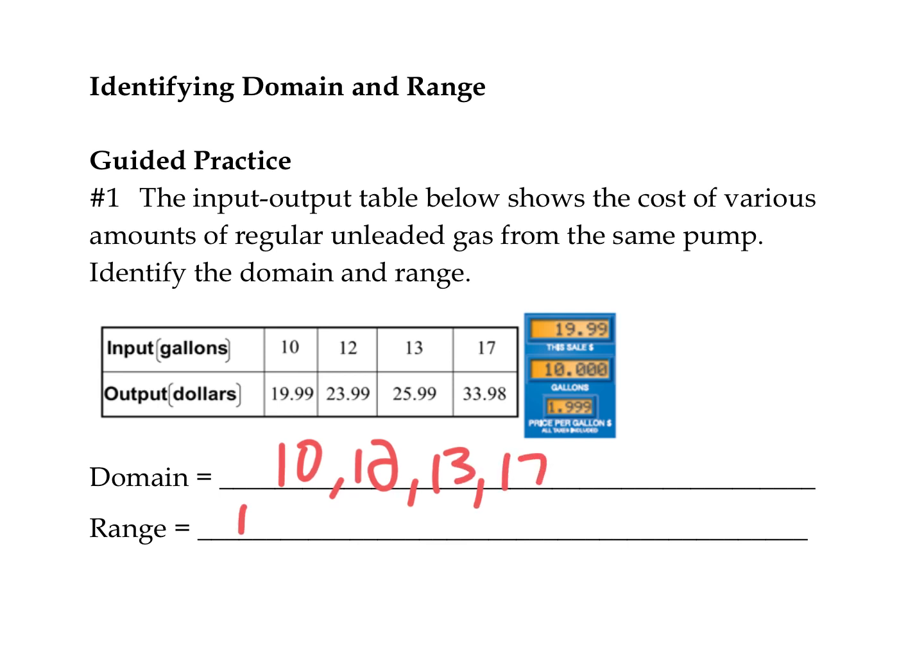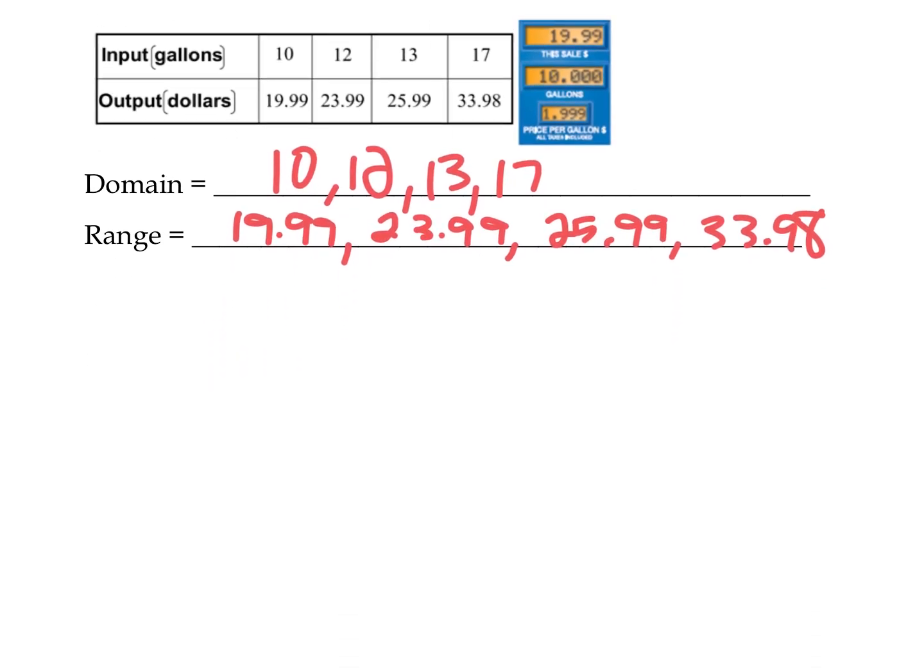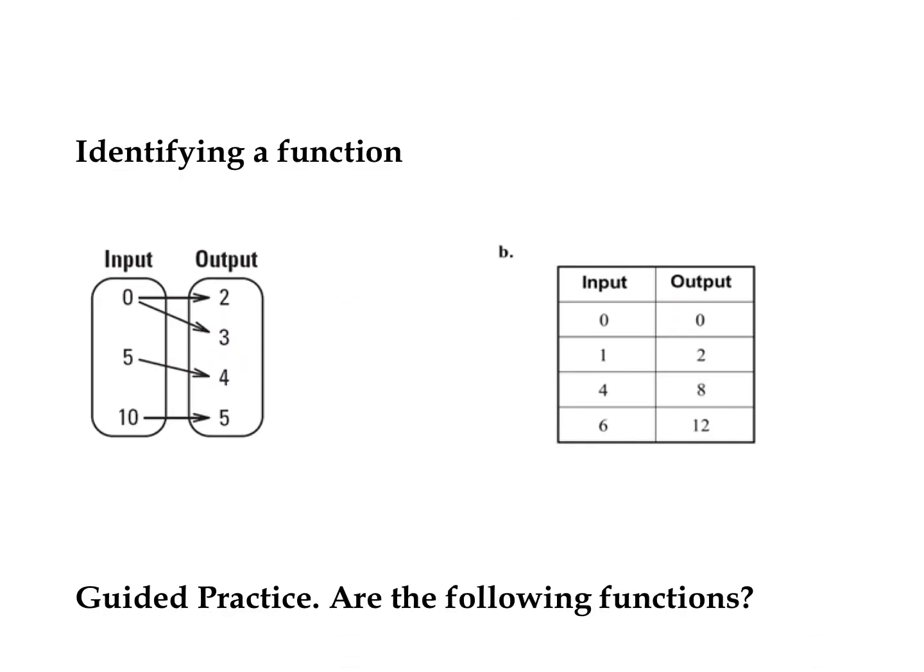The range will be all the outputs. That'd be 19.99, 23.99, 25.99, and 33.98. Those are the outputs that make up the range. The inputs make up the domain. And if you have a number that's repeated in one of your lists, you don't have to write it twice. If we're writing out the domain and there were 12 in there two different times in our table, we'd only need to write it one time. So we just need to list every number that possibly appears as an input and an output as our domain and our range.